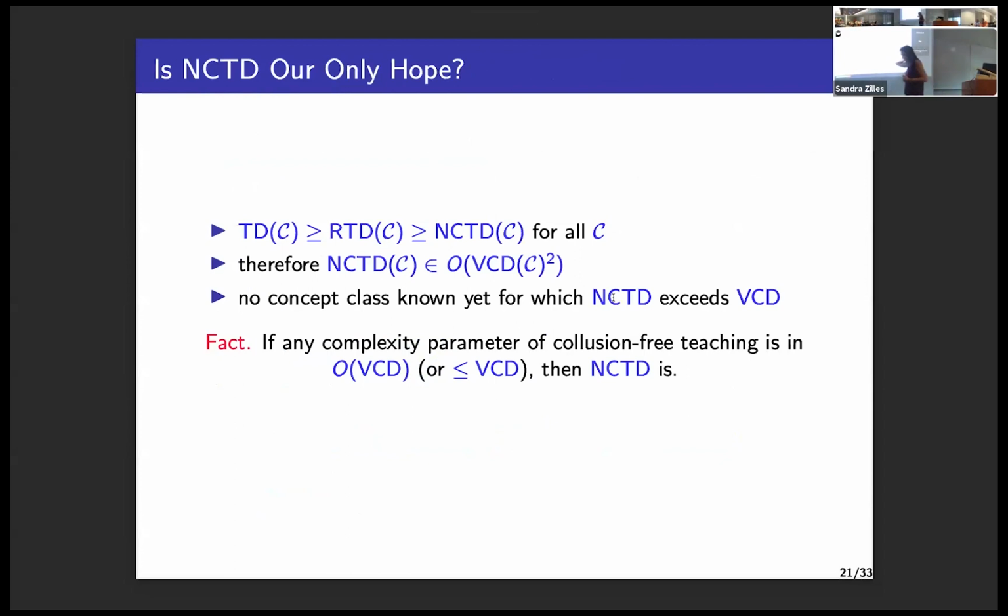So we, of course, somehow then all jumped on the NCTD, because that is the best known collusion-free notion, and we know it is definitely less than or equal to the RTD, and therefore it also has to be upper bounded by that function quadratic in the VC dimension. It inherits that upper bound of the RTD, right? But we have not yet to date found any concept class where even NCTD would be larger than VCD. So it's still a contender out there for being upper bounded by VCD, or at the very least a function linear in the VCD, but we don't know how to prove it.